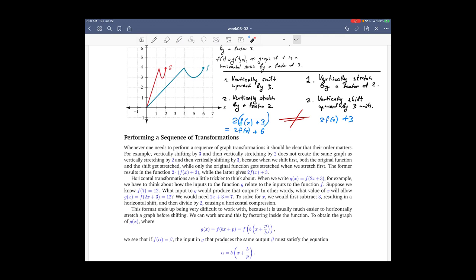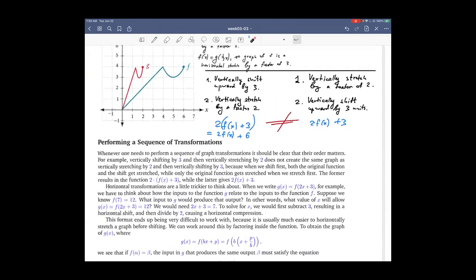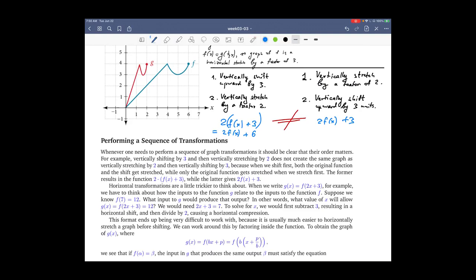Now, let's think about horizontal transformations. Let's say we want to produce the graph of function g, which is f of 2x plus 3. Suppose we know that f at 7 is 12. So the graph of f passes through the point (7, 12). The question is, what input of g would produce the value 12? For what x will g of x be equal to 12?